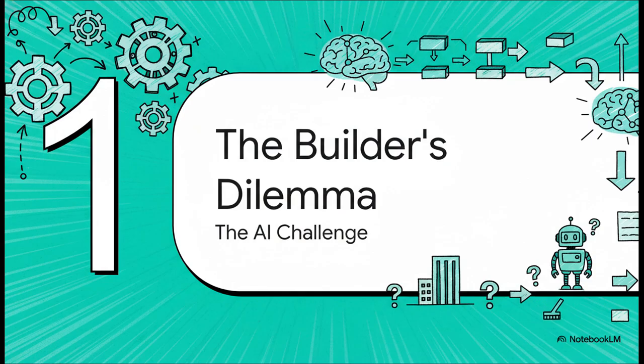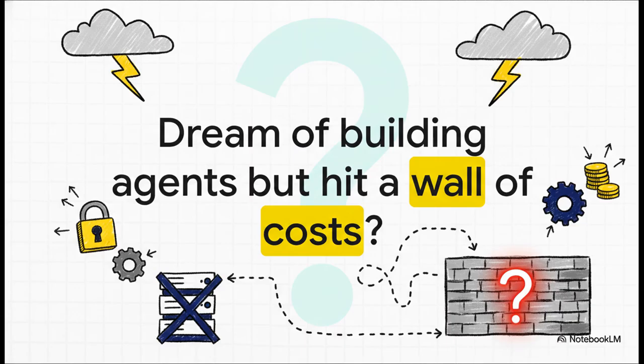But hey, before we get to the cool new solution, let's set the stage. Let's talk about the core problem, a dilemma that I am sure every single person watching this has felt at some point. You know the feeling, right? You've got this incredible, game-changing idea for an AI agent. And then, bam, you hit a brick wall. The really powerful models are way too expensive, the big systems are totally locked down, and the open source options, well, they just don't have the horsepower for complex tasks.